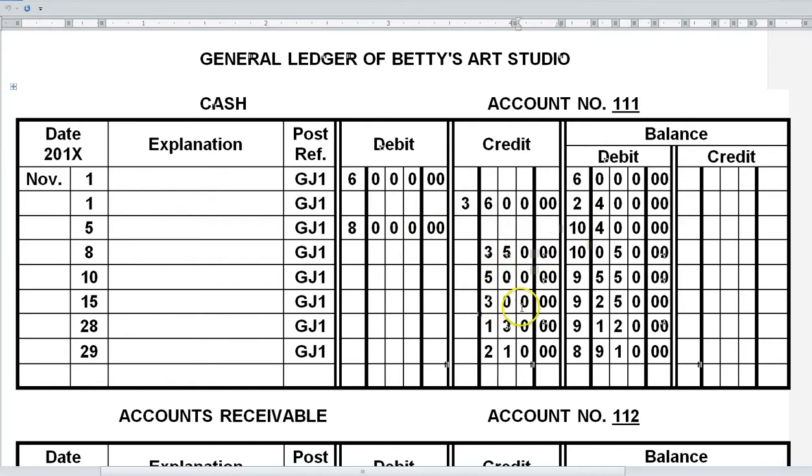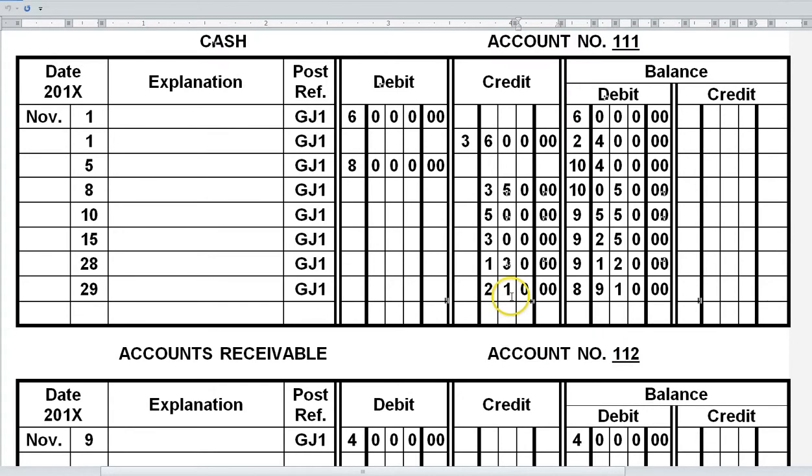A payment, a payment, a payment, and each payment keeps reducing that balance. So starting with the 10,400, down by 350 equals 10,050, down by 500 equals 9,550, down by 300 equals 9,250, down by 130 equals 9,120, and the final reduction of 210. And that's the balance of the cash account at the end of the month. As you're going to see, that's the balance that will be carried over to the trial balance. And if we were to prepare financial statements from that trial balance, that's the amount of cash that would get reported on the balance sheet.